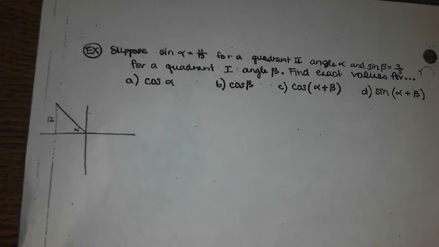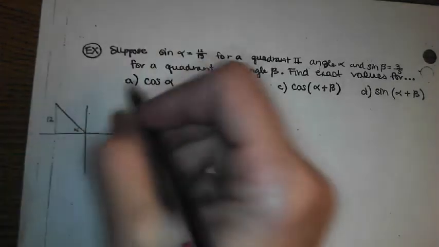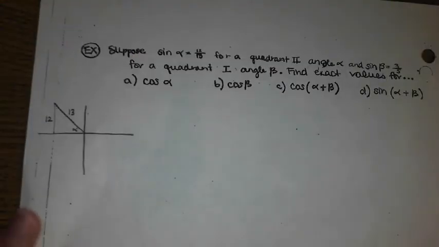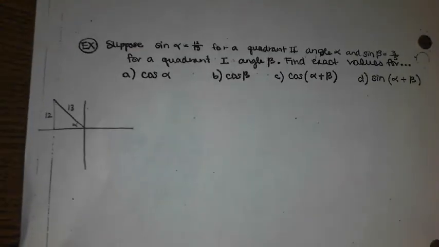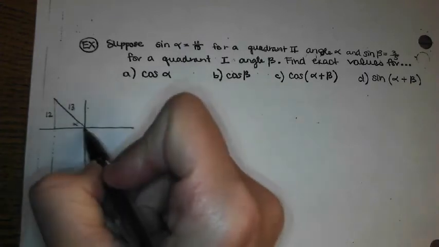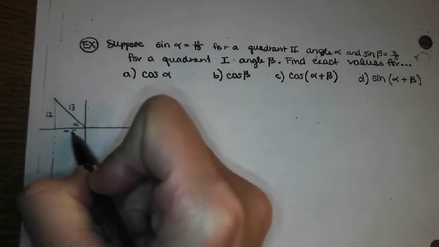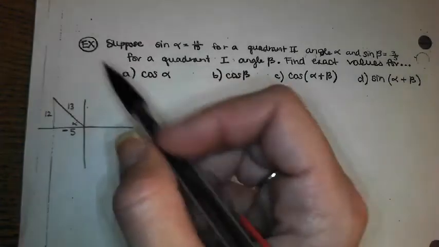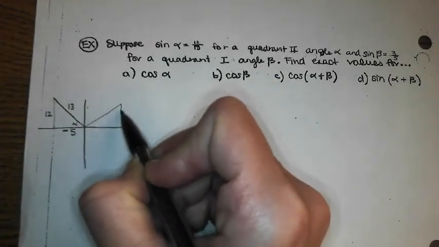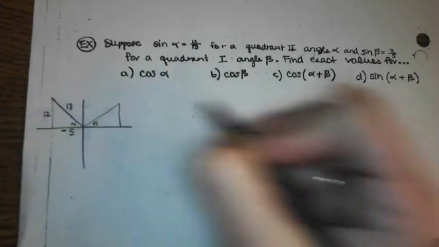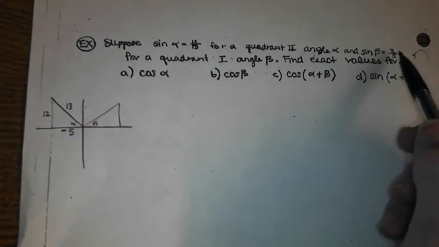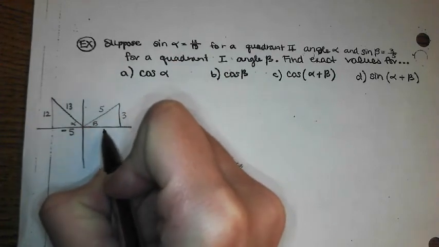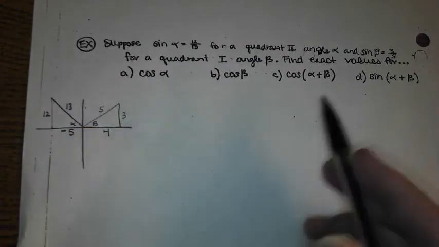Yeah, 12 over 13 is where I got that. So 12 opposite over hypotenuse is 13. And then, of course, complete your triangle, because Pythagorean triples are at work here, of 5, 12, 13, but since this is negative, this is negative 5. And sine beta for a quadrant 1 angle, beta, there's our beta. Sine is opposite, 3 over hypotenuse, 5. Pythagorean triple tells us that this is 4.